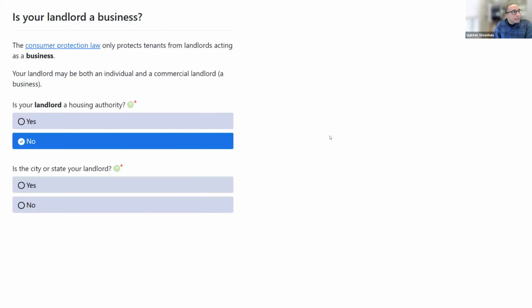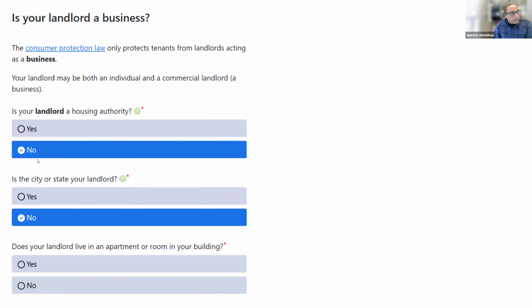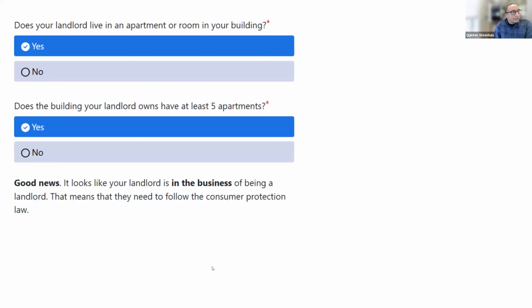So if I've answered no, there's a path here where I click yes, and then I'm done, because that person is not subject to consumer protection law when they are a housing authority, a public housing authority, like a city or county government, essentially a quasi-governmental agency. But we keep going with more questions if they've given a negative response until finally we get a complete answer.